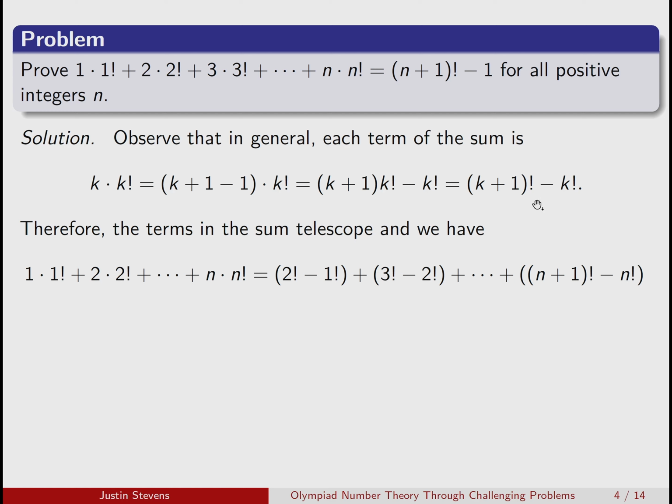So, therefore, the terms in the sum telescope, and we have that 1 times 1 factorial is just 2 factorial minus 1 factorial. 2 times 2 factorial is 3 factorial minus 2 factorial. All the way up to n times n factorial is n plus 1 factorial minus n factorial. And notice that now the 2 factorials here are going to cancel. So are the 3 factorials. All the way up to the n factorials are going to cancel here. And we're just left with n plus 1 factorial minus 1, which is exactly what we wanted.